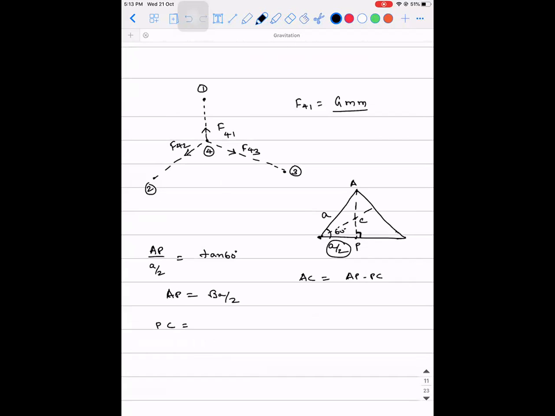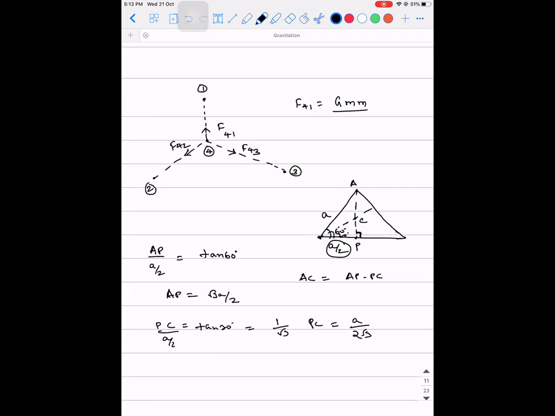So what is PC? PC divided by A by 2 is how much? So this will be 30 degrees. So that will be tan 30, that is 1 by root 3. So PC will be A by 2 root 3.